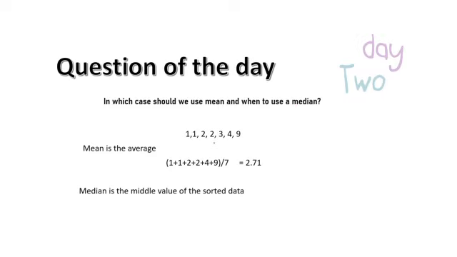Whereas the median is the middle value of the sorted data, that is, the data which has been sorted in ascending order. In this case, the middle value is the fourth element, that is 2. So the value of the median for this data set is 2. As you can see, mean and median are not always the same thing.